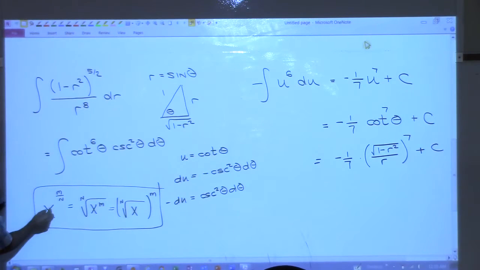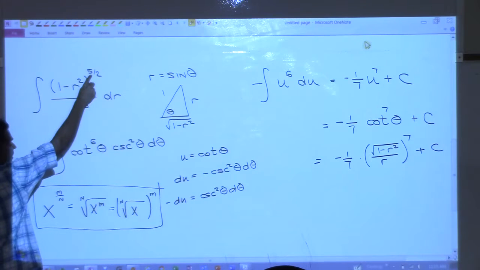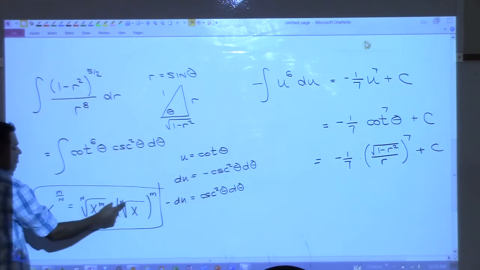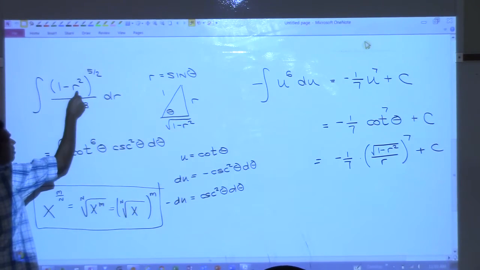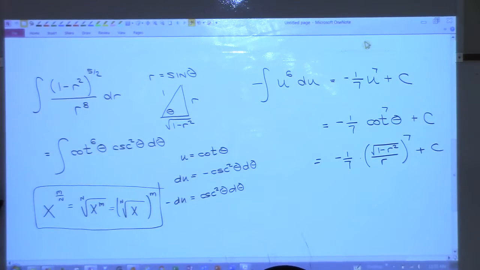So when we have something to the 5 halves, I rewrote it as, right, that's my m and that's my n. I'm using this formula right here. So I'm doing the square root of 1 minus r squared raised to the 5th. Is that what you're asking?